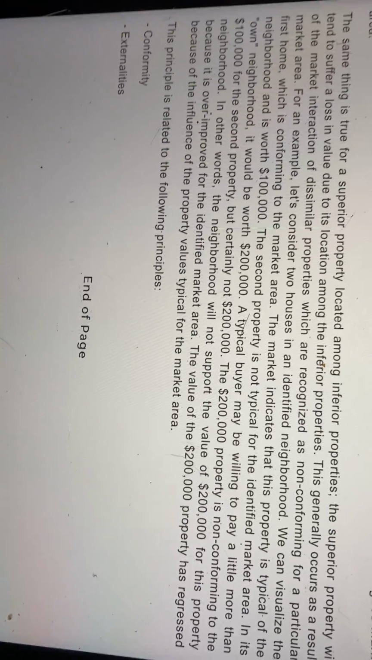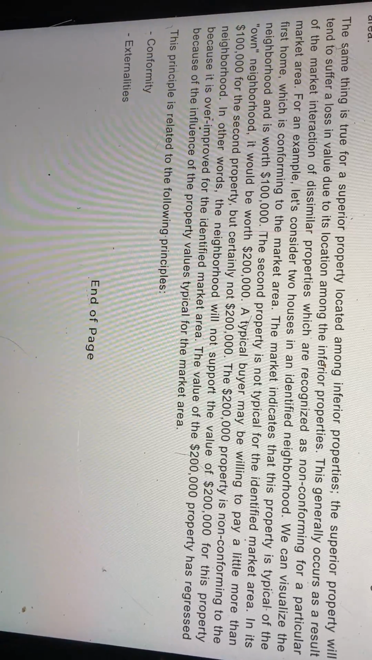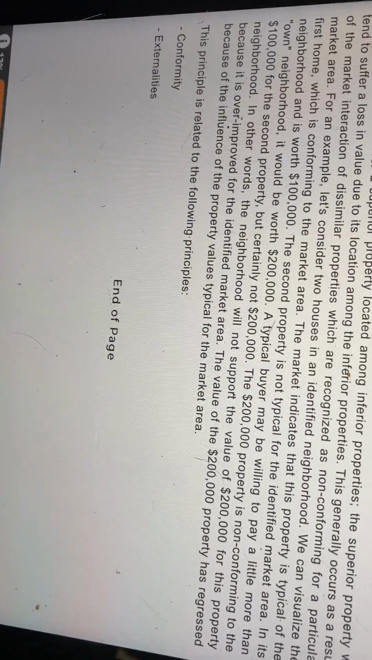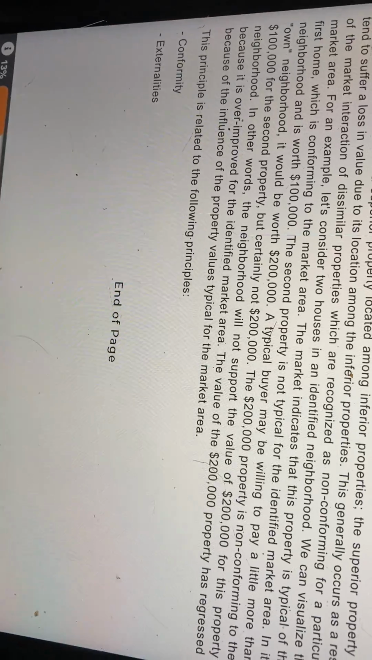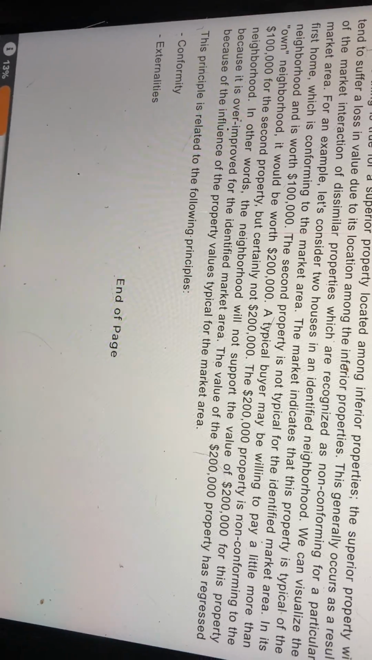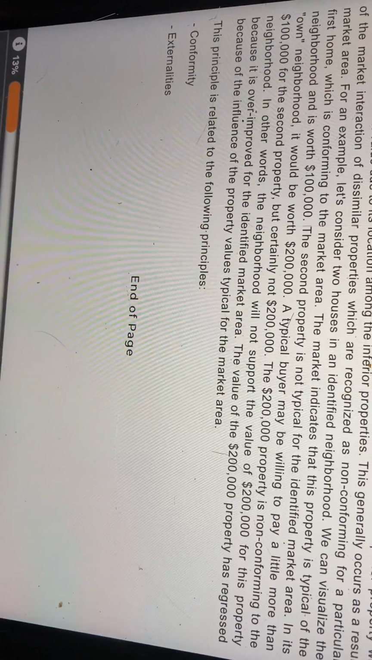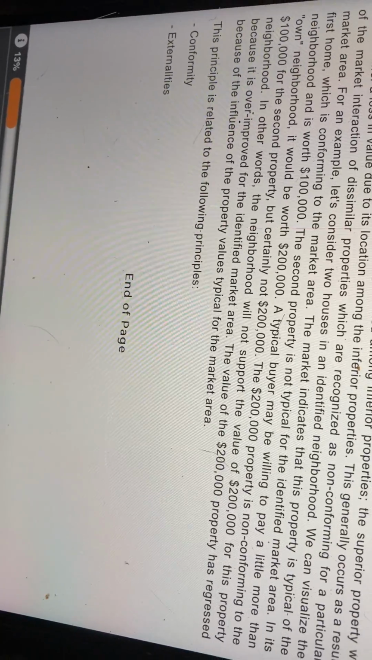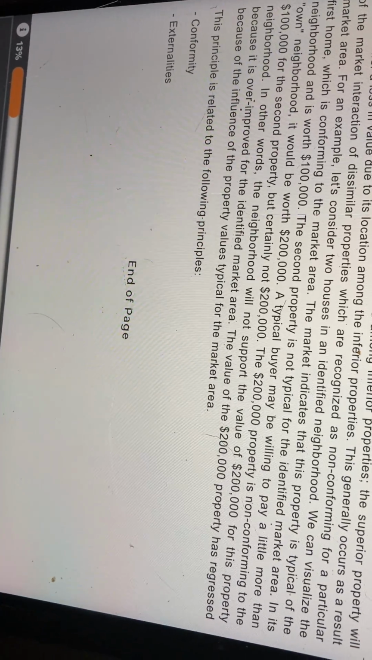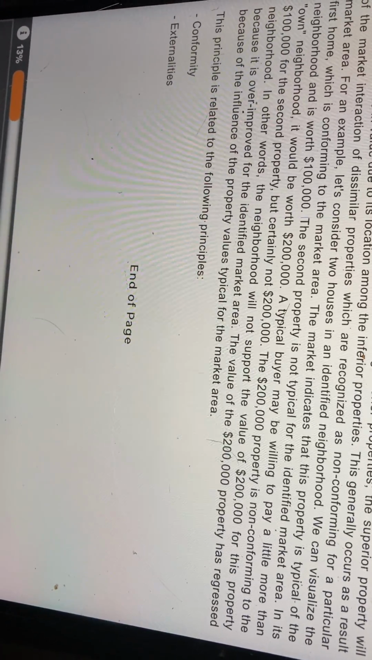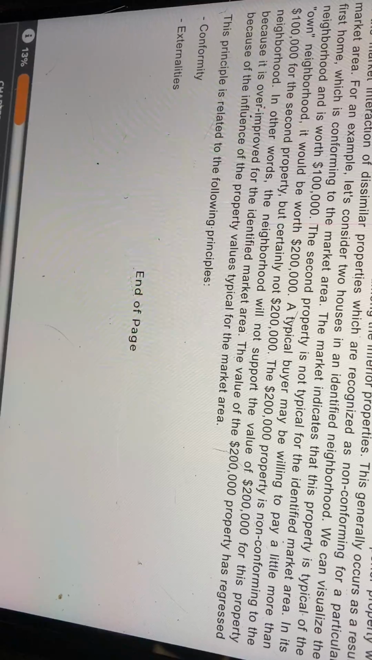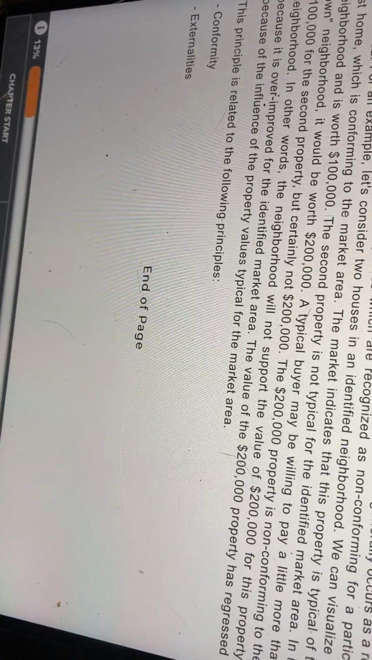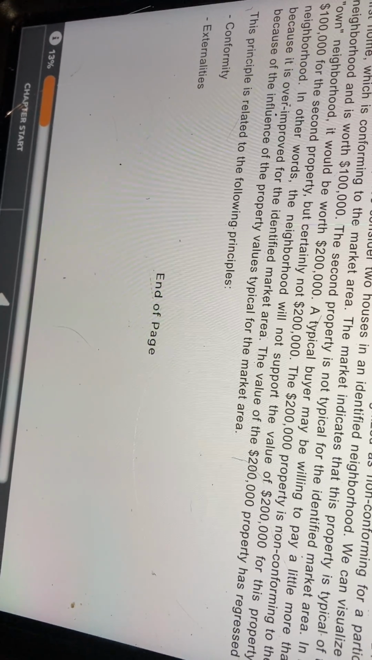We can visualize the first home, which is conforming to the market area. The market indicates that this property is typical of the neighborhood and is worth $100,000. The second property is not typical for the identified market area. In its own neighborhood, it would be worth $200,000. A typical buyer may be willing to pay a little more than $100,000 for the second property, but certainly not $200,000. The $200,000 property is non-conforming to the neighborhood.